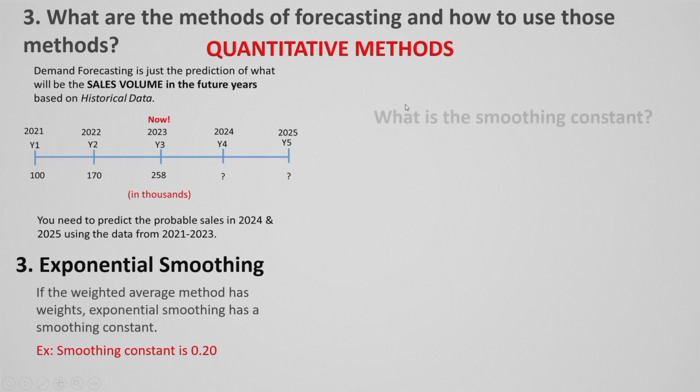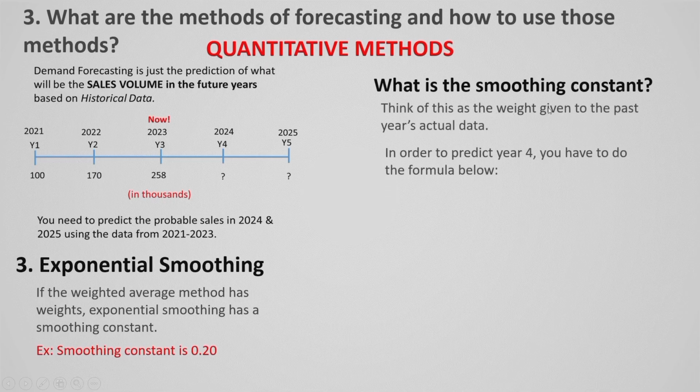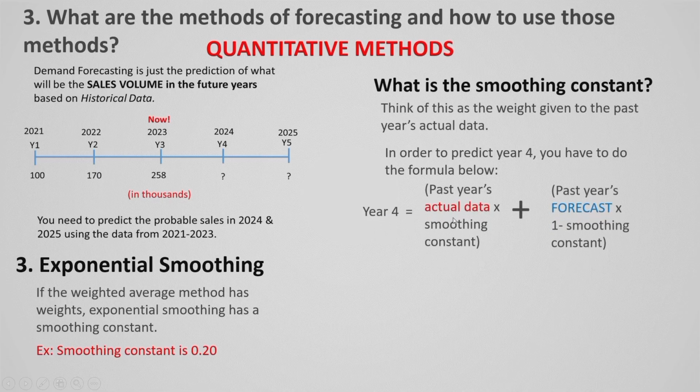But what is really a smoothing constant? What is this 0.20 here? Think of this as the weight given to the past year's actual data because you will need the past year's data in predicting the sales. Like, if we want to get the year 4 forecasted sales, we need the actual data from year 3, which is this 258. And we need to assign a weight to it, which is again the smoothing constant. Now, actually guys, the full formula to get the year 4 forecasted sales is past year's actual data times the smoothing constant plus the past year's forecast times 1 minus smoothing constant.